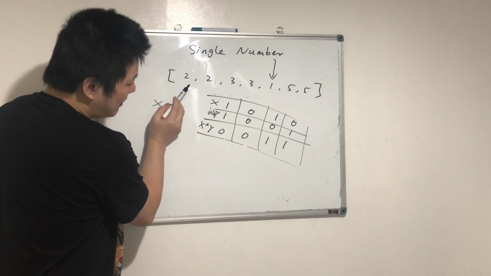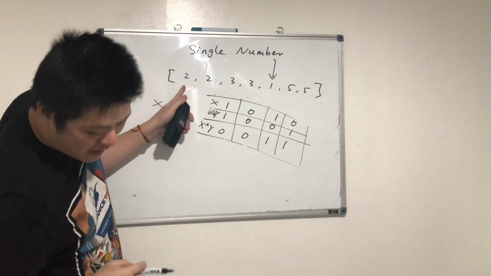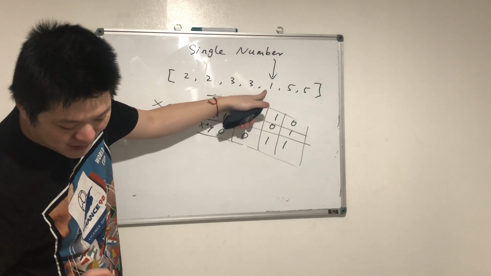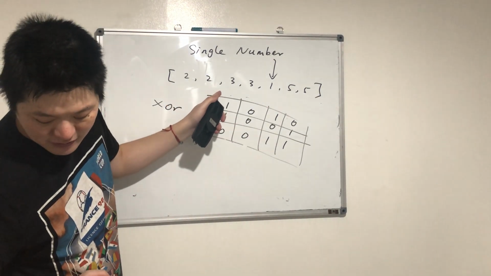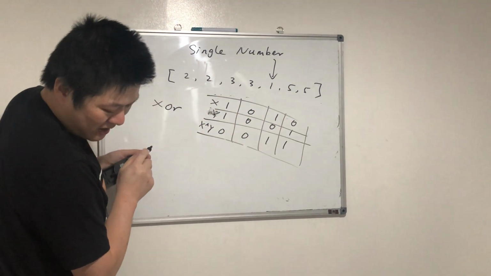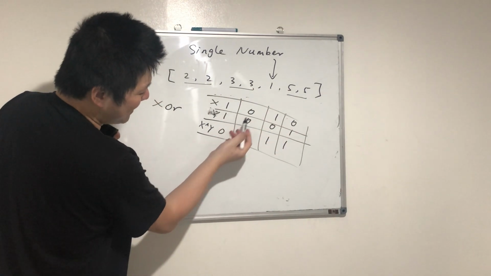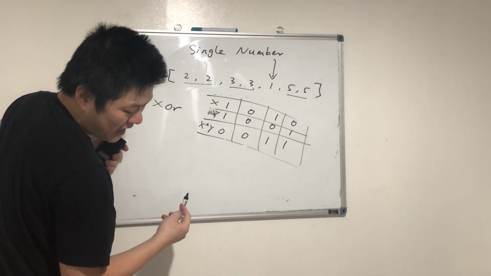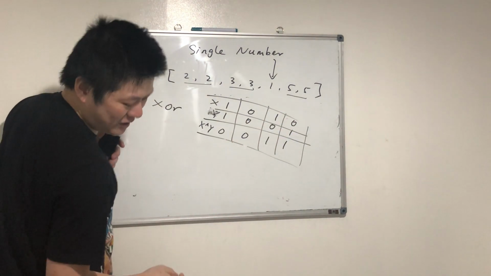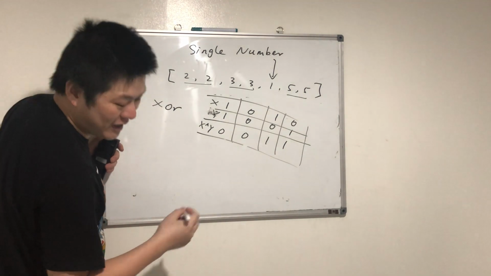Look, there is only one number that is different. This one appears once, and all other numbers appear twice. So what happens if you exclusive-OR all those numbers? What did I just say? If they're the same, you get 0. So what's the result if I exclusive-OR all the numbers? The result will be the number we're looking for.